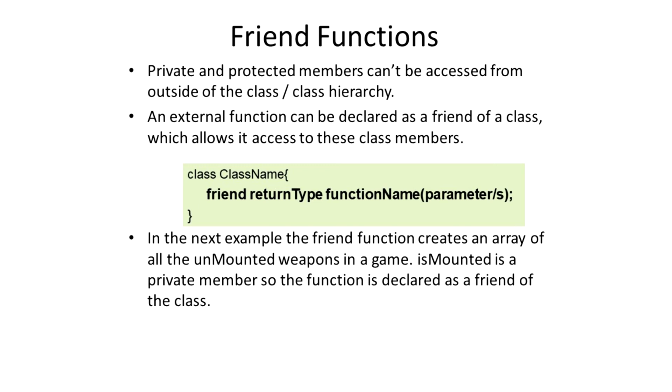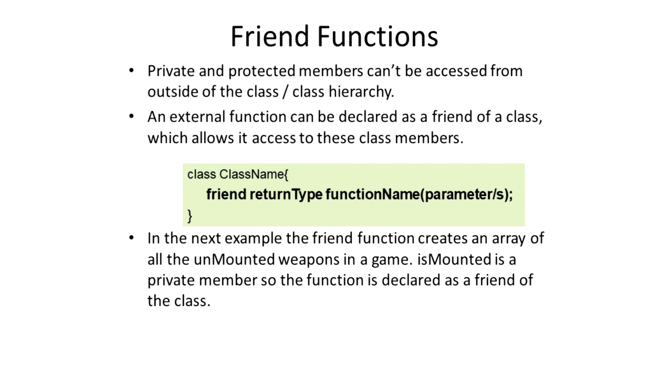So first of all, we're going to look at how we can make a function a friend of a class. And in the example, we're going to have a look at an external function, which isn't actually declared within the context of a class, but is outside of the given class, which is weapon. We want to allow the external function access to the data that's contained within the weapon class. It's got a private member called isMounted, which we want to gain access to.